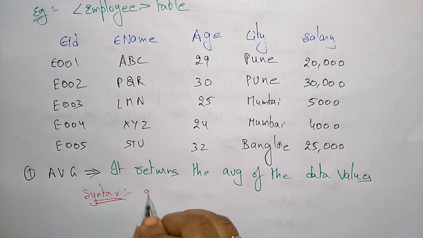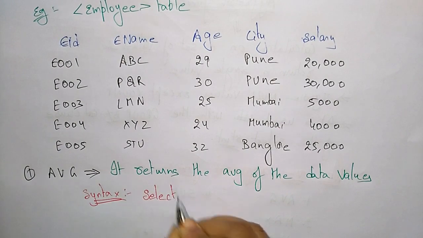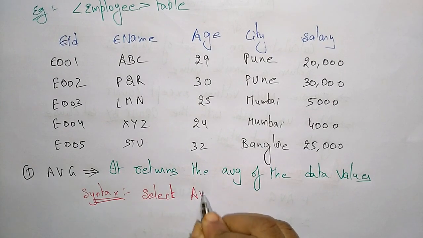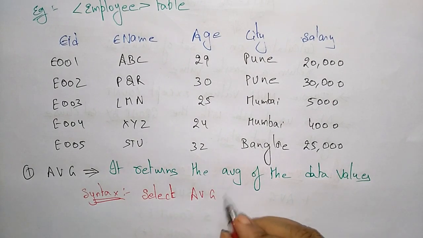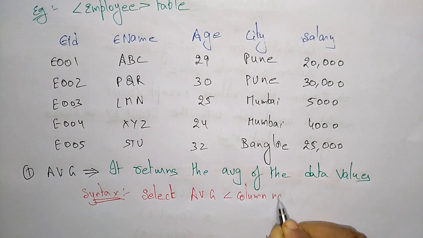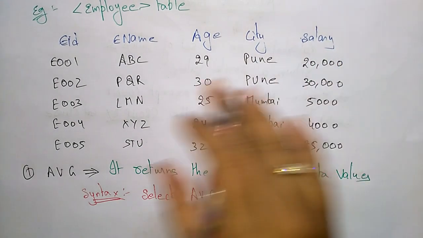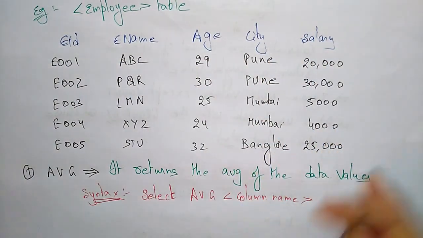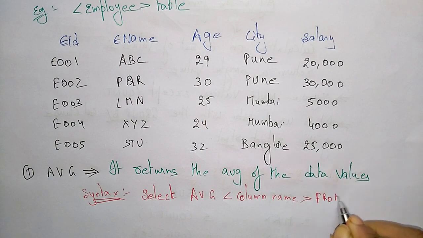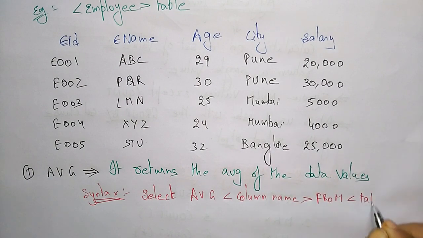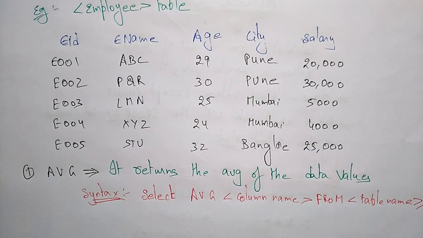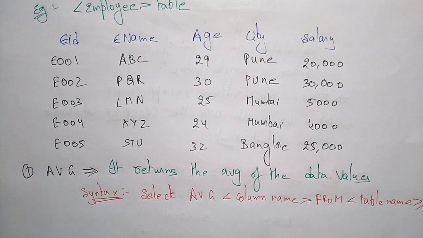The syntax is: select, which is a structured query language statement, then AVG, and here you write the column name. Always we work on a column, not on rows. So: select AVG column name from table name. This is the syntax for AVG, average.